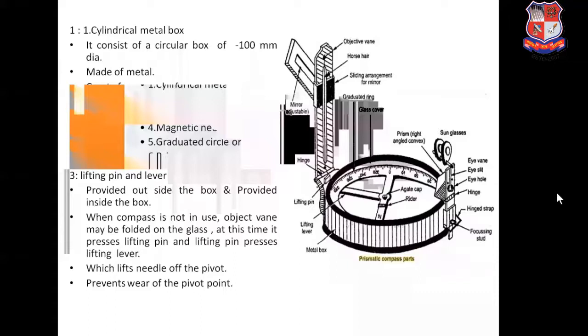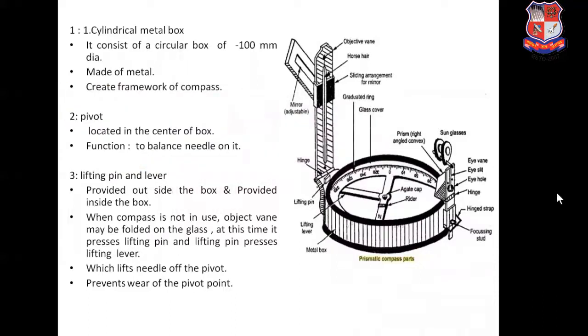So the cylindrical metal box is, we can say, the main assembly or main component of the prismatic compass, which creates the skeleton of the prismatic compass, into which all the assemblies are put together to make a prismatic compass.